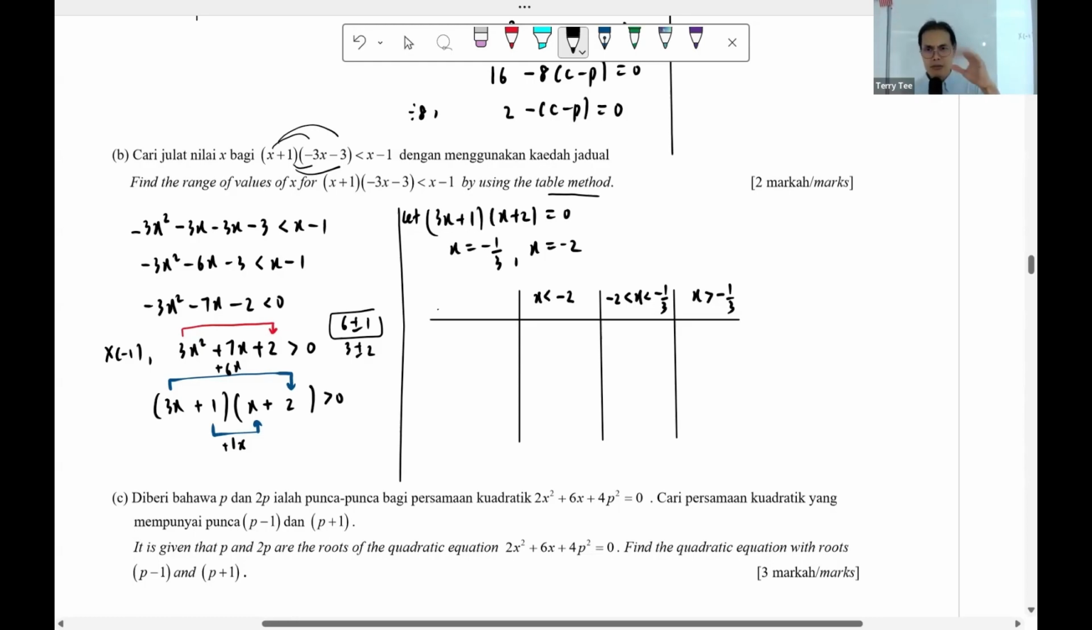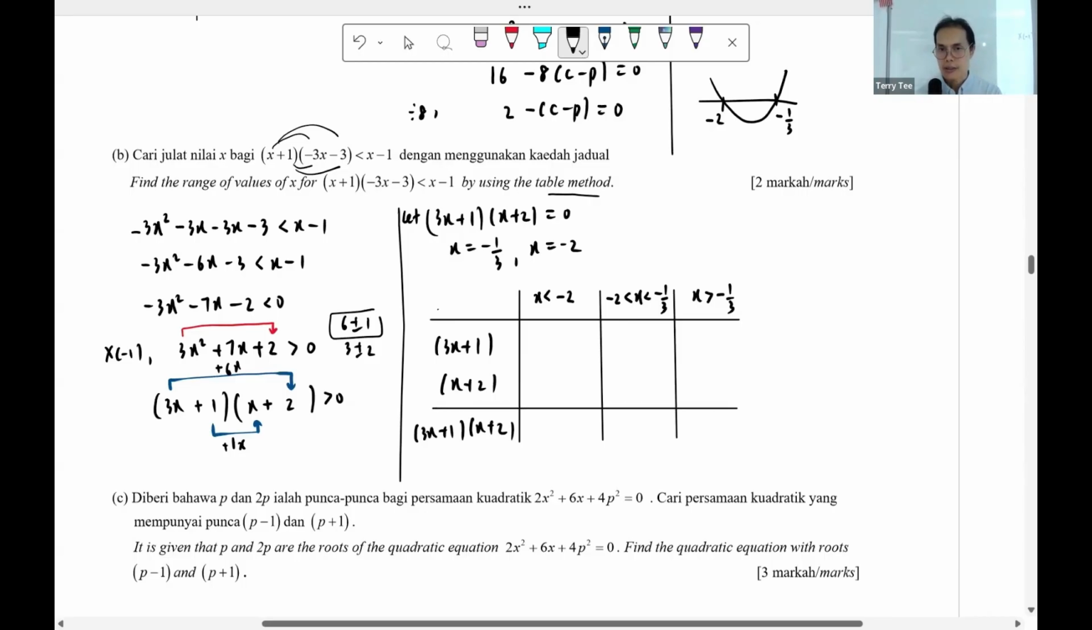If you're unsure about this, you can just do a sketch. We are so familiar with graphs. The graph looks like this. So less than -2, between -2 and -1/3, and more than -1/3: 3 regions. Then we put the first bracket, then the second bracket, and the third one, these two multiplied together. Draw a line like this.